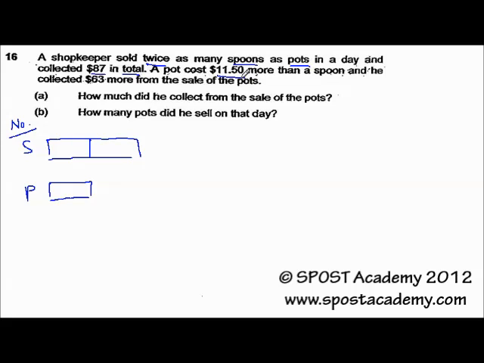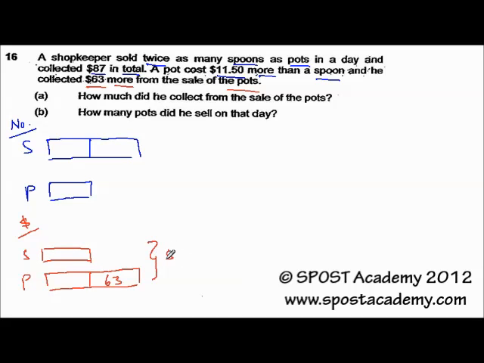A pot cost $11.50 more than a spoon, and he collected $63 more from the sale of the pots. In terms of money, the pots should cost $63 more than the spoon. And he collected a total of $87 over here.